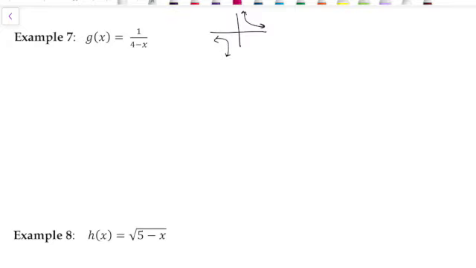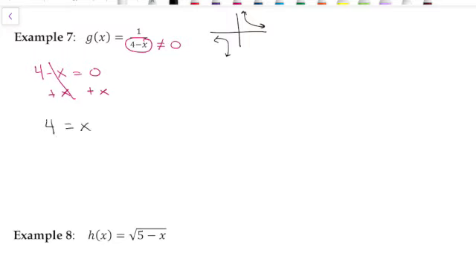just algebraically. All right, so we've got 4 minus x. This whole thing cannot equal 0. So let's set that equal to 0 and solve. All right, so I'm just going to add x to both sides. That makes things easier and faster. And I get 4 equals x.